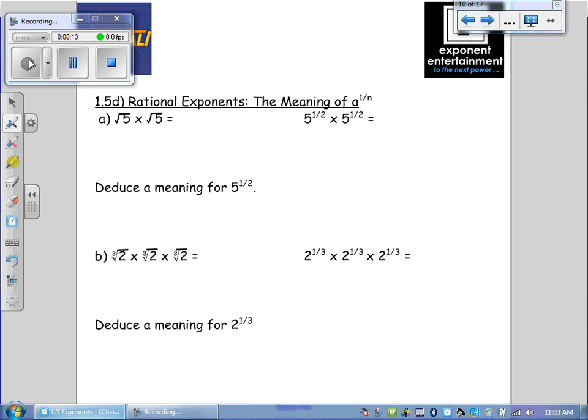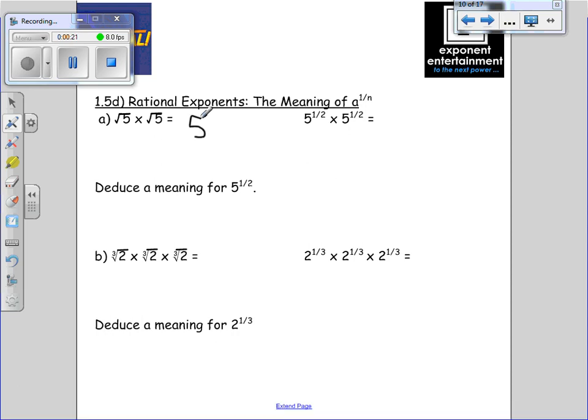So, punch in your calculator the square root of 5 times the square root of 5. What do you get, Carter? 5. Do you agree? On the other side, punch in 5 to the power of 1/2 times 5 to the power of 1/2. We also get 5. Is everyone able to do that in their calculator? No? Okay, if you're not able to do that, you need to call me over after this lesson so I can show you how to do it on your calculator. It's going to be important. So these two things are equal. That's going to help us out.